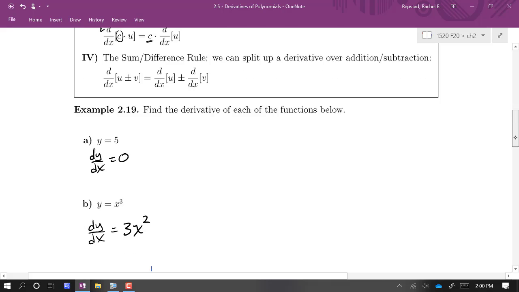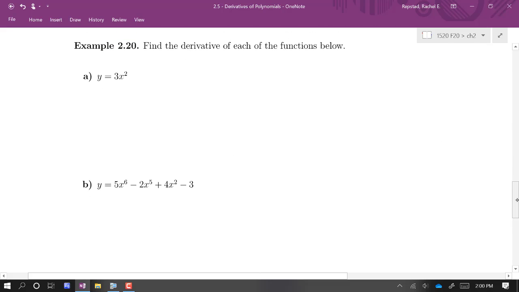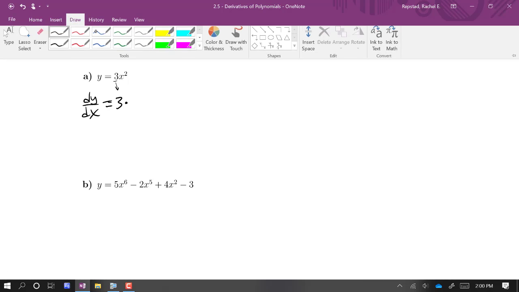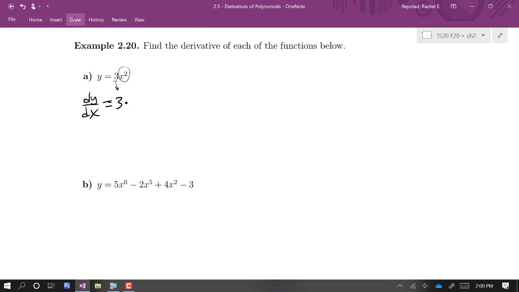And the way that we see this in action is that dy dx here is going to be equal to, I'm just going to bring the 3 down, 3 times, and then I'll take the derivative of x squared using the power rule. And that is 2, bring the power down in front, times x to the first, reduce the power by 1. And now I just multiply those two constants in front, so we have 6x.